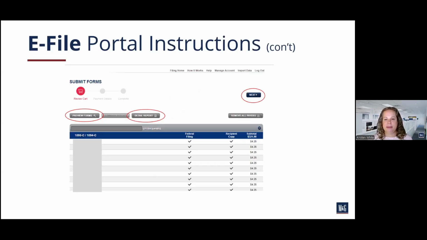Now we come to this submit page with 3 steps. We're in step 1, review cart. Nelco gives you the option to preview your forms or download a detail report. I recommend you at least preview forms, do one last check, maybe a spot check such as your own form, executives, or anyone with unique circumstances. If you find issues, you can click the Remove All Payers button, then go back into Navigator to make corrections, then send the data to Nelco again. When you're ready, click Next.